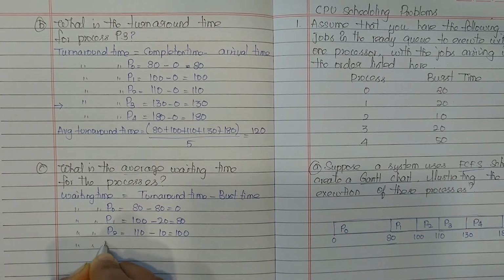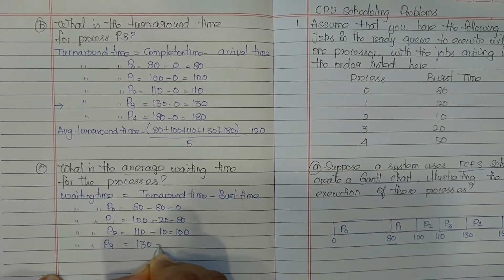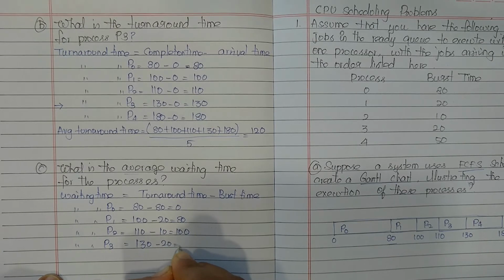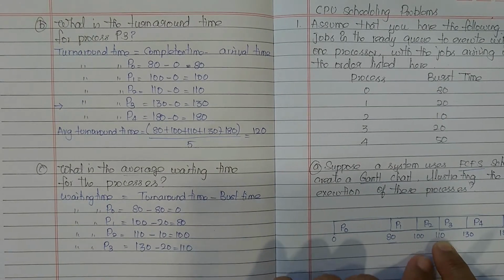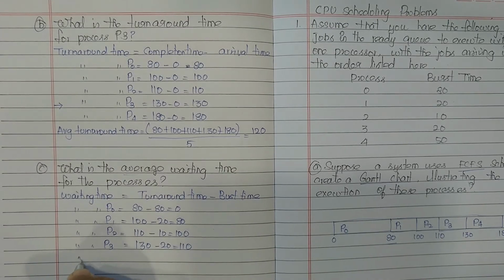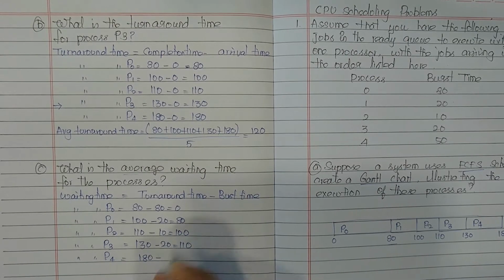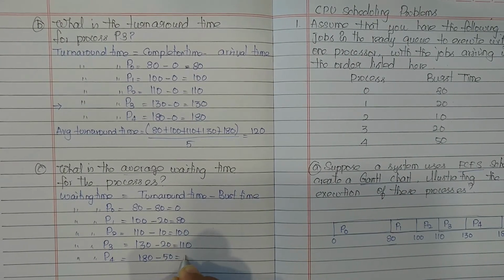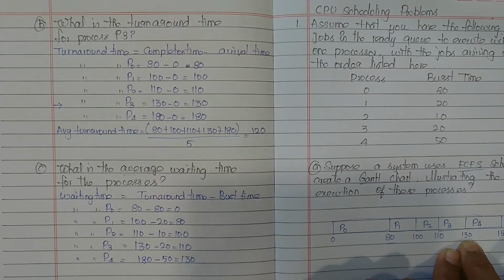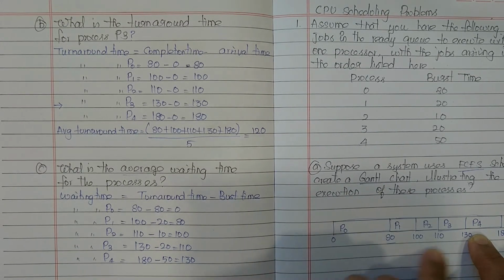Turnaround time for P3 is 130 minus the burst time of 20, so 110. You can check it from the Gantt chart. P3 waits for 110 milliseconds, then only it starts execution. Waiting time for P4, the last process: turnaround time is 180, burst time is 50, so that is 130. So P4 waits for 130 milliseconds, then only it starts execution. The whole time it was waiting and waiting. Can you get the idea?